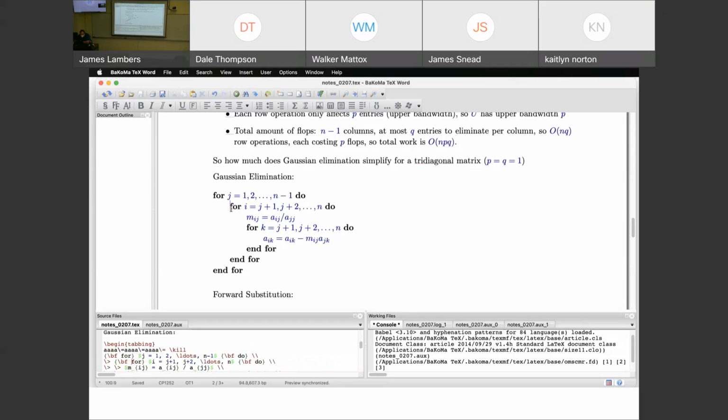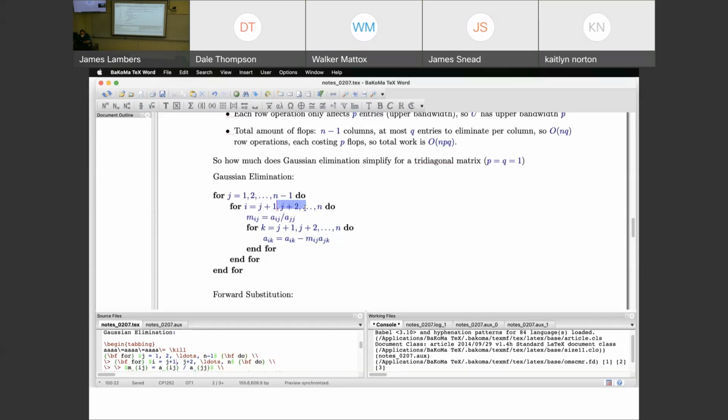The bandwidth comes into play here. So you're starting below the diagonal and you keep going: j plus 1, j plus 2, up to, at the most, j plus q, because that's how many entries you eliminate per column. But in this case, q is 1, so there's only one entry to eliminate. So really, i is only equal to j plus 1. That's the only entry in this column we have to eliminate.